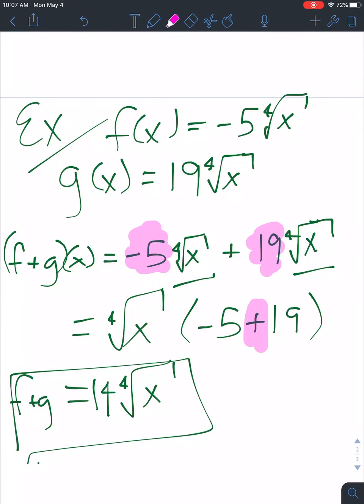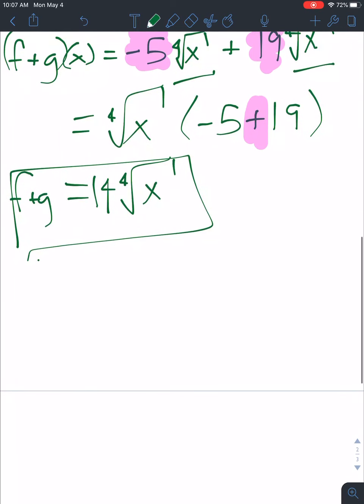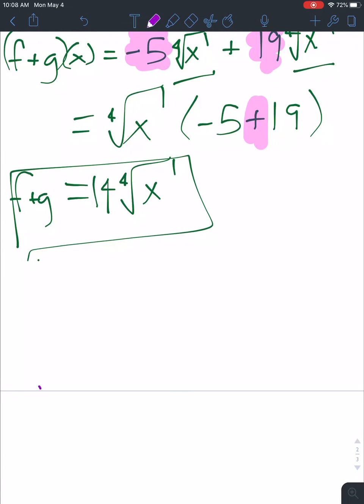So let's go ahead and try out a more difficult example, because the examples I've talked about have only had one term in each function. What happens if you have multiple terms? If you had multiple terms in a function, you're just combining like terms with those individual terms. Like when we had trinomials, like 2x squared plus 3x plus 4, and we were adding that to another trinomial like 3x squared plus 5x plus 2, all you have to do is combine like terms.